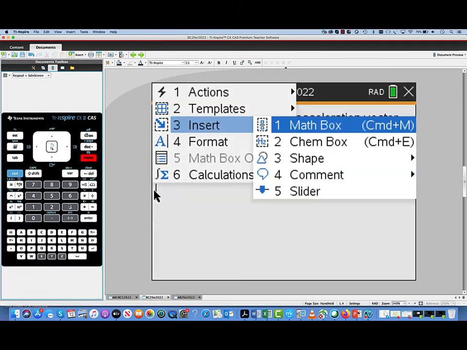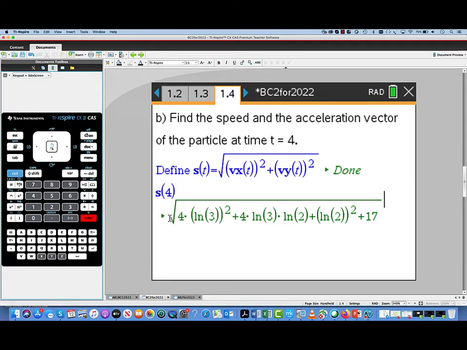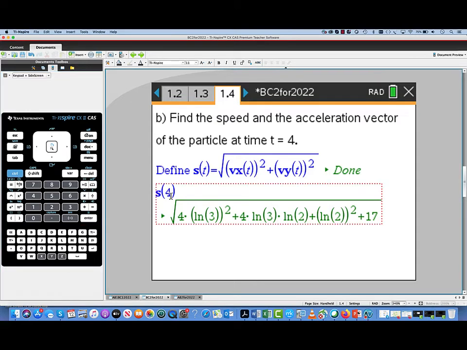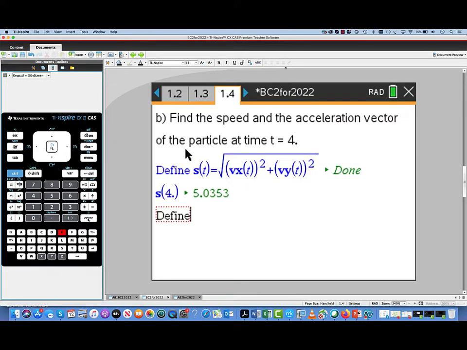Now with that defined, we can just evaluate s of 4. So I'm going to pull up a math box and evaluate s of 4, and again, because we're on a computer algebra system, we've got it in an exact form. I'm going to add a decimal point in my input, and now we get the decimal form of the answer. So our speed is 5.0353.